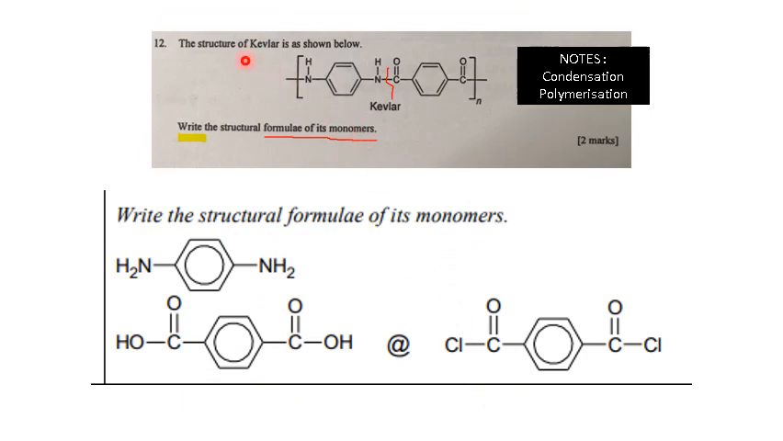Question 12 is related to polymers. The structure of Kevlar is shown below. Write the structural formula for its monomer. Based on this, you know Kevlar is actually a polyamide. So you break over here: this part is from the amine group, and this part is from the carboxylic acid group. So the monomer has NH2 for the amine and COOH for the carboxylic acid at both ends. Also, you can use C=OCl, the acyl chloride.